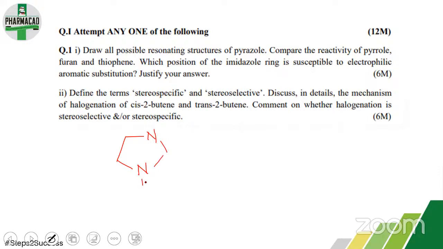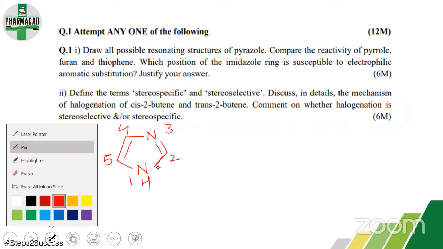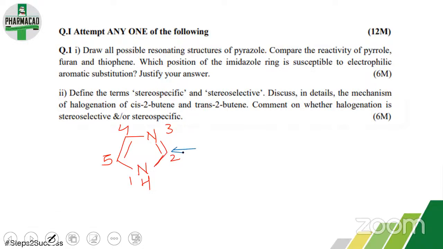Okay. This is imidazole. So see, this is the first, second, third, fourth, and fifth position. As we know, nitrogen is more electronegative than the carbon atom, so this carbon will have electron deficiency. So the nucleophile is able to attack over here, because the nucleophile has electrons with itself.